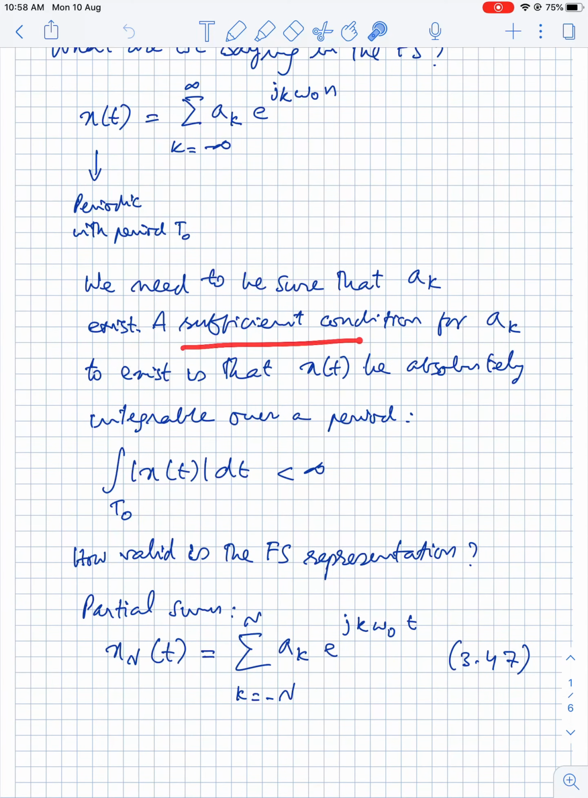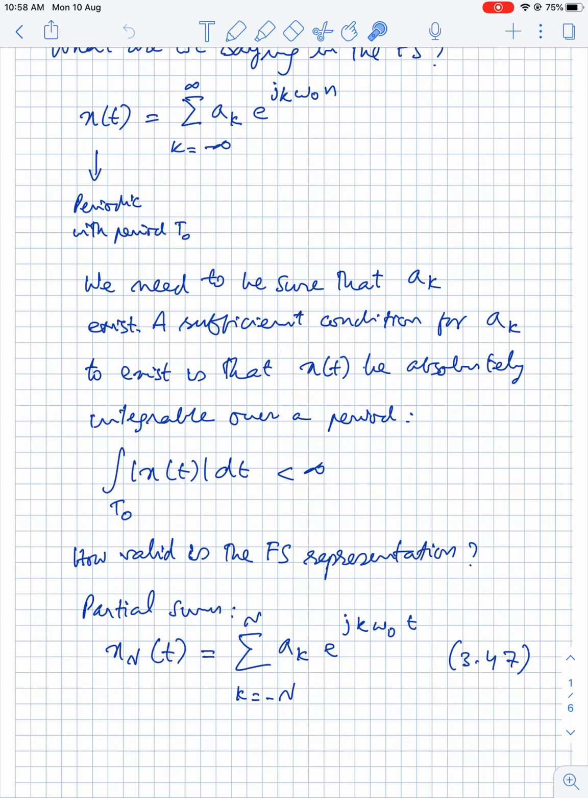Now, the first thing is we have to make sure that the a k exists. A sufficient condition for a k to exist is that x of t be absolutely integrable over a period. If the absolute integral of x of t is less than infinity, then we are sure that a k is a bounded number, so a k will exist. This is the one condition for the Fourier series coefficients to exist.